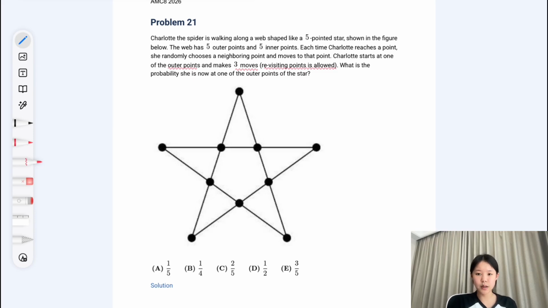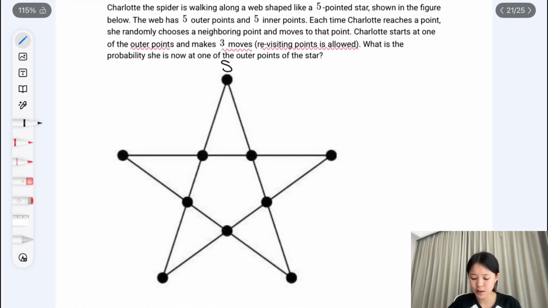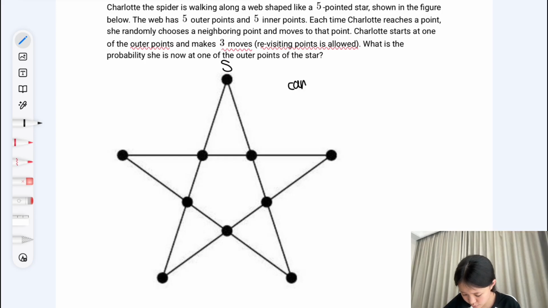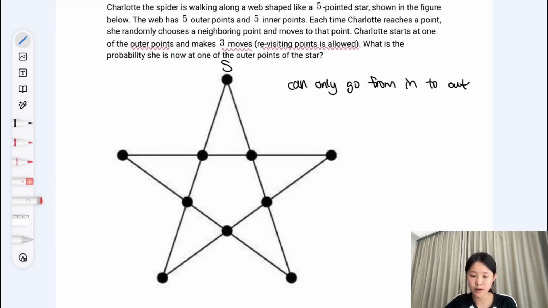And then what is the probability that she is now at one of the outer points of the star when she finishes all her moves? So let's take this top one as a starting point. So you notice that you can only go from in to out. So what this means is you can't walk from an outer point to another outer point. That's illegal in this situation.